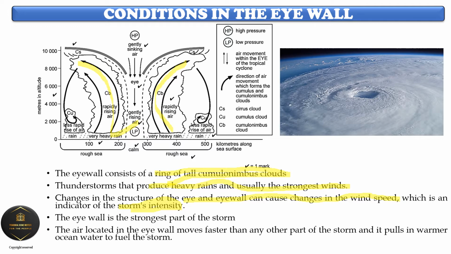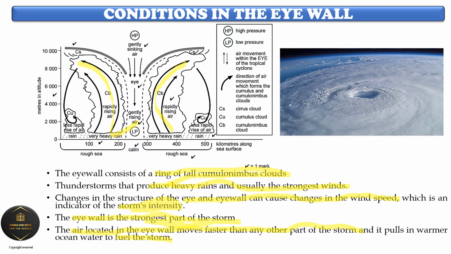And again, we say that the eye wall is the strongest part of the storm. Remember that, with the strongest section being the first vortex where the dangerous quadrant will be formed, right? So the air located in the eye wall moves faster than any part of the storm, and it pulls in warm ocean water to fuel this system, and it leads to it intensifying over time.